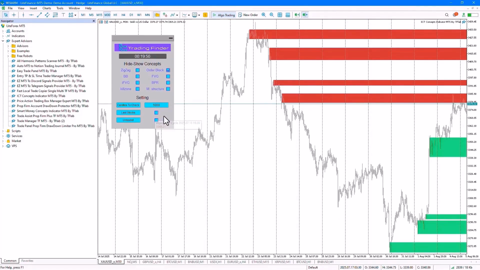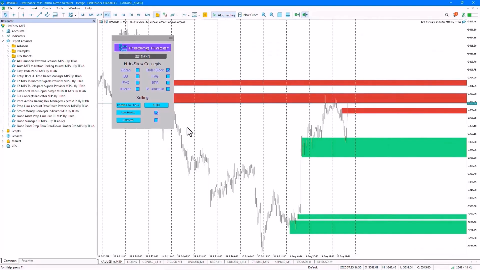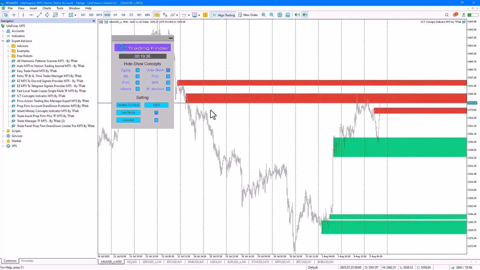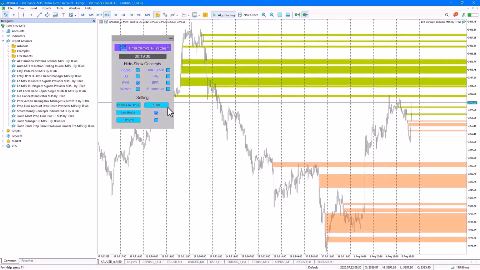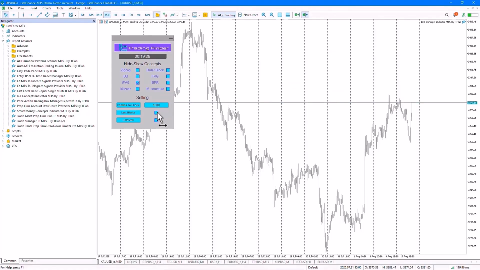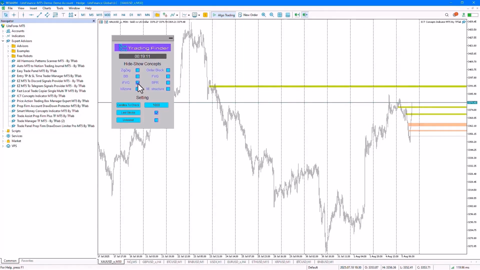In the lower section, we can enable or disable the display of the most recent zones. By enabling this option, the indicator will start showing the last 3 bearish and the last 3 bullish zones on the chart. For example, I will activate the iFVG zones. Here, the indicator starts identifying 3 bullish iFVG zones and 3 bearish iFVG zones on the chart.